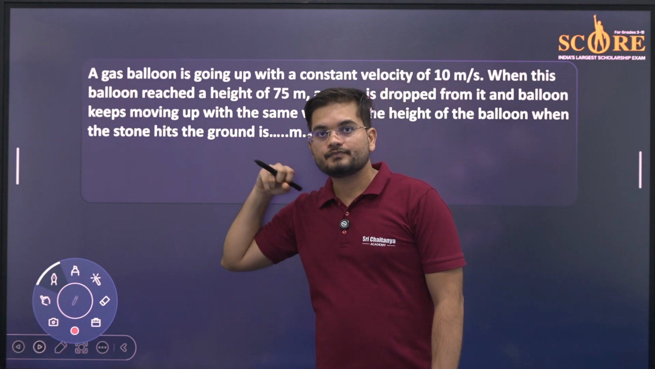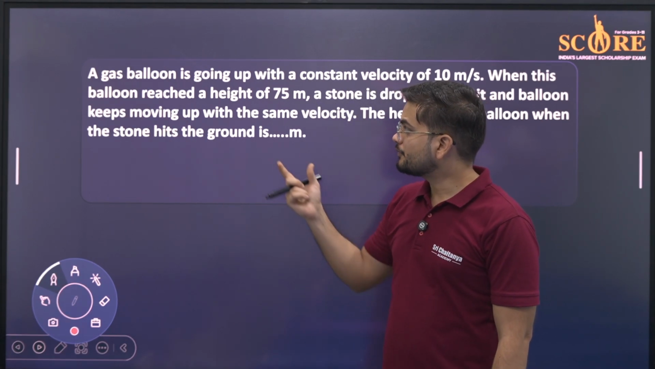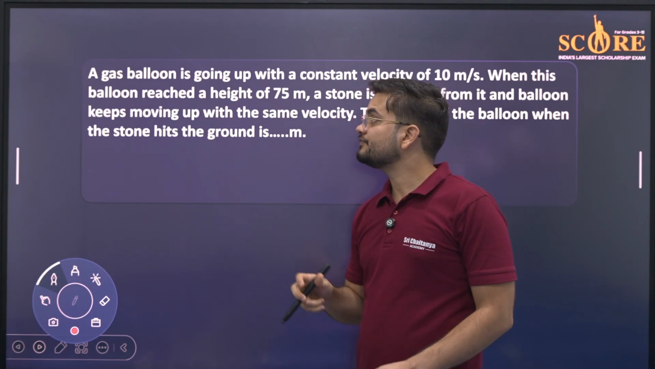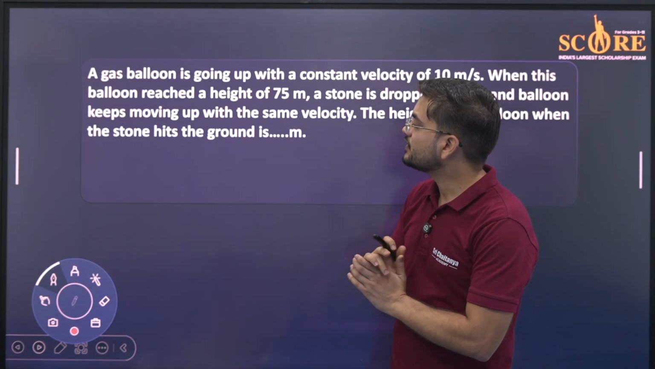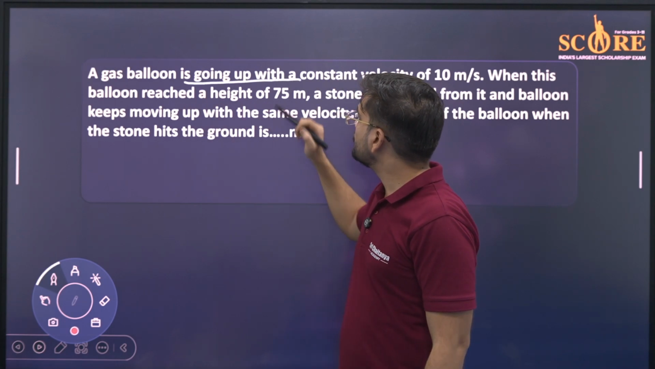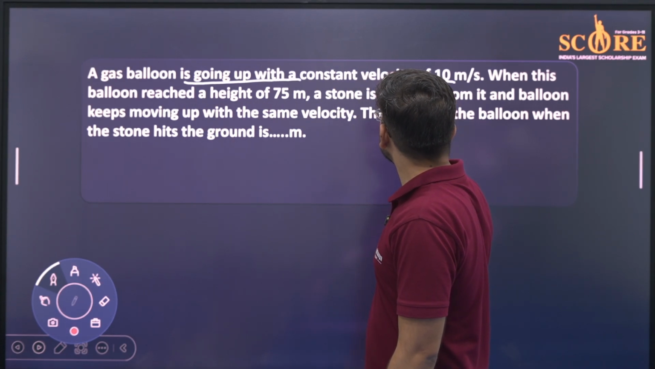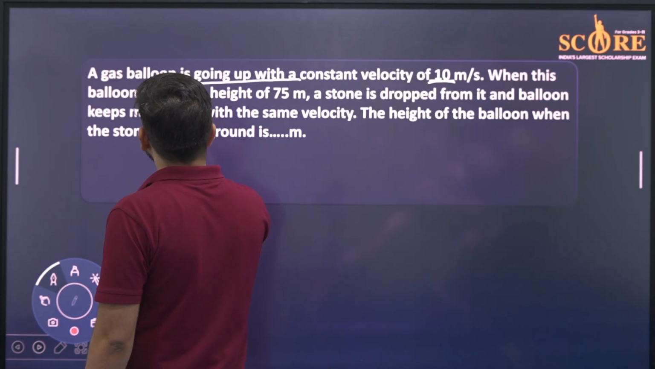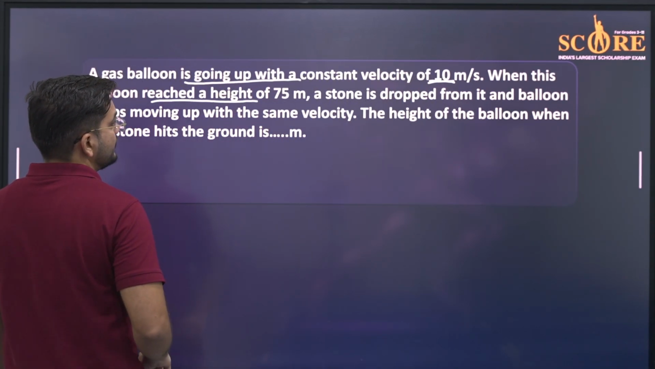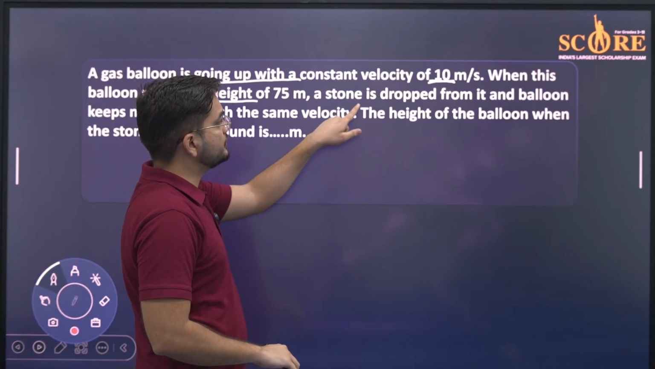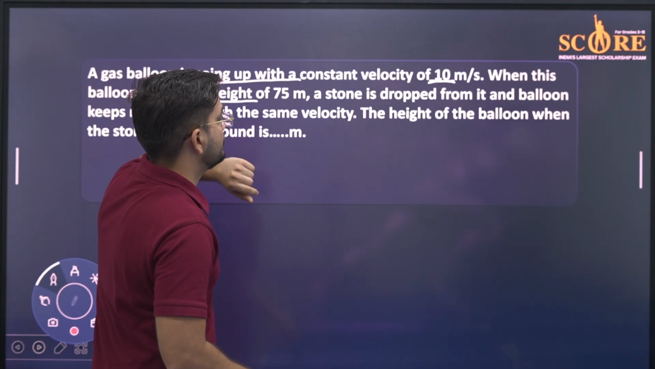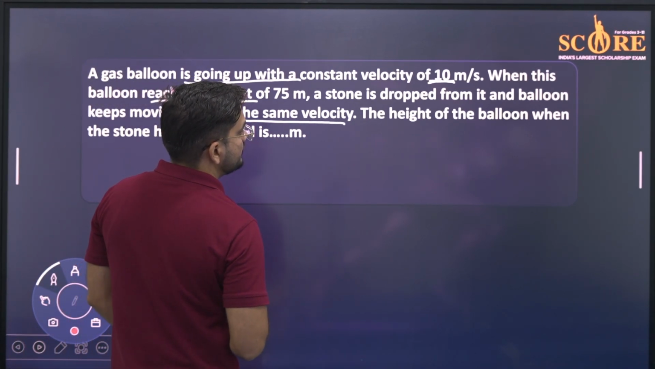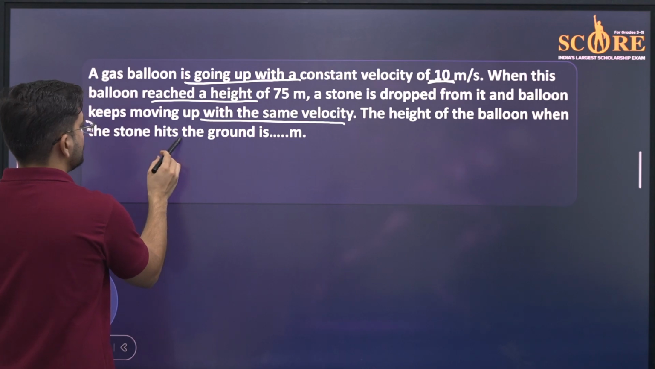This problem is based on motion under gravity. What is the problem? A gas balloon is going up with constant velocity 10 meter per second. When this balloon reached a height of 75 meter, a stone is dropped. The balloon keeps moving up with the same velocity. Find the height of the balloon when the stone hits the ground.